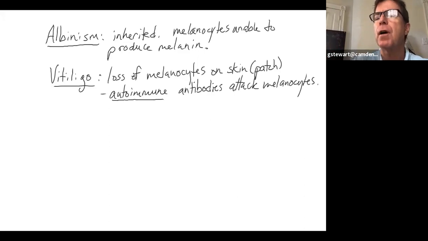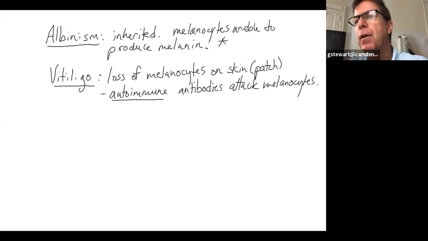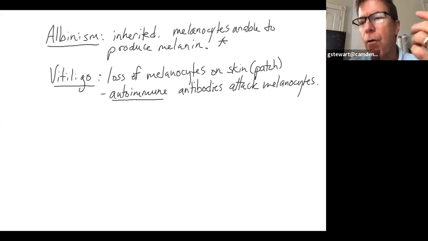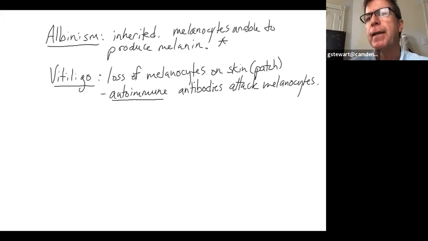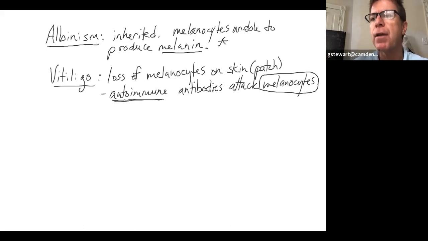So it's not a production problem with melanin like a person who's an albino, who lacks pigment in their hair and all over their skin, and is very susceptible to UV light because of that. That's an inherited problem where the melanocytes are unable to produce the pigment. Vitiligo is an autoimmune response where antibodies actually attack the cells in certain areas on the skin.